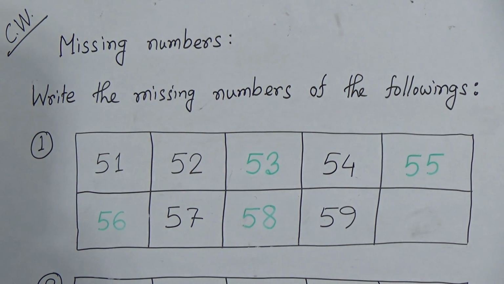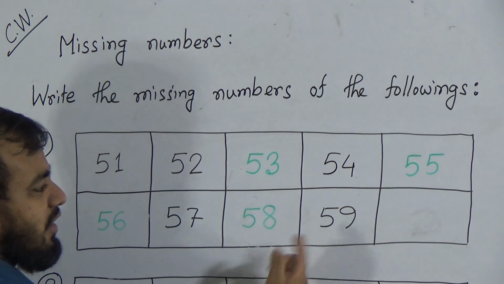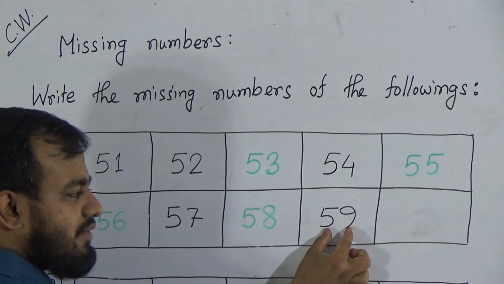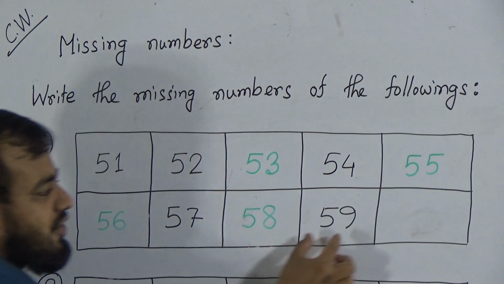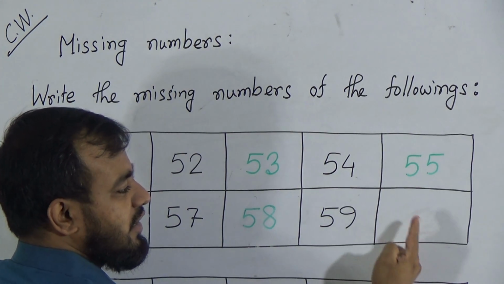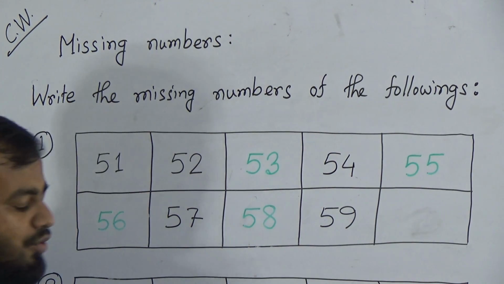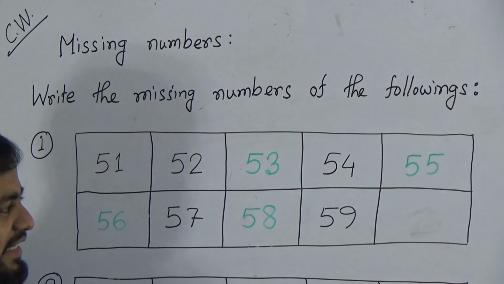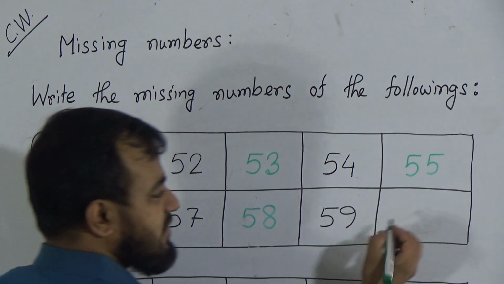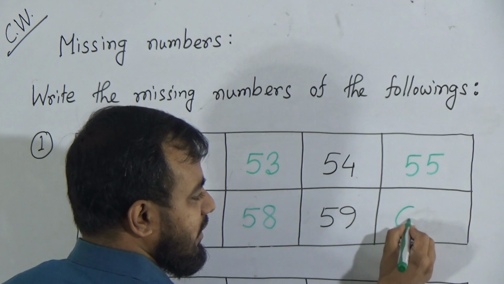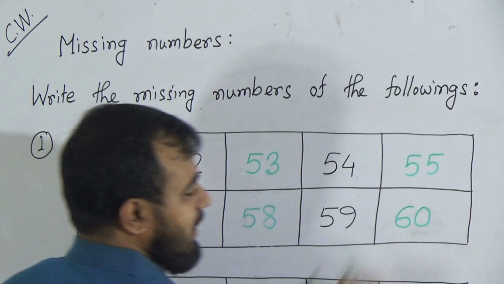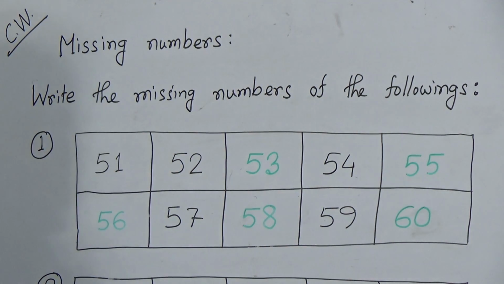Okay. Then after 58, the number that comes is 59, which is given. And we know that after 59, the number that comes is 60. That means this blank will be filled up by the number 60. And we know that 60 is 6 and 0, it is 60. So the blanks are filled up.